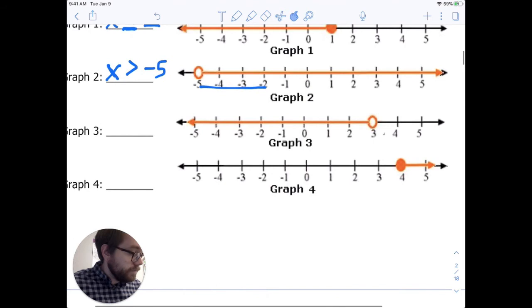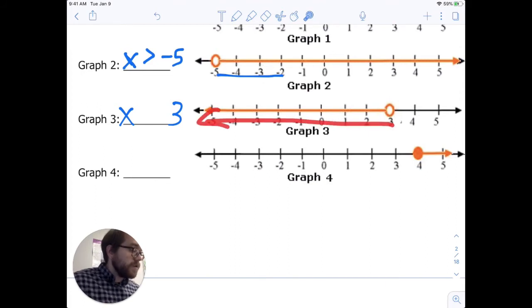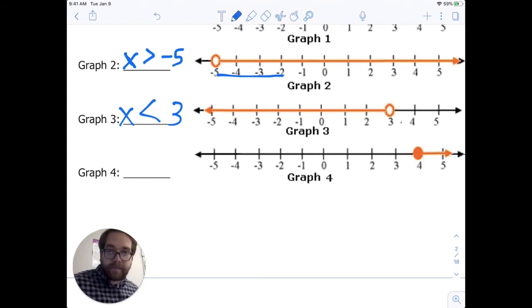Graph 3. Again, we're going to have an x that represents all of those numbers. It's starting at 3, and we need to figure out, are we greater than or less than? Well, the arrow is going to the left, to all the numbers that are less than 3. So this would be x less than 3, because that's what that x is, all the numbers that are less than 3, and that's what we see on this graph. And because it's an open circle, I just leave it as less than. I don't do less than or equal to.